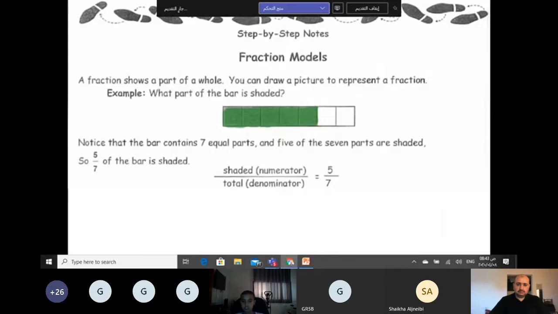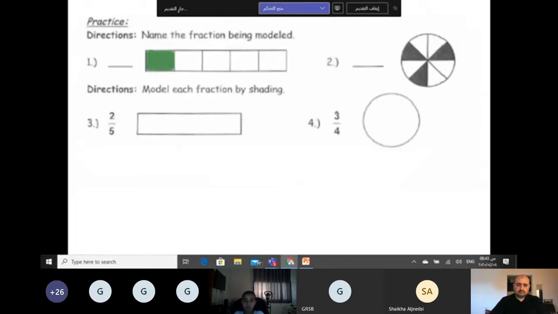Fraction models show part of a whole, so you can draw a picture. What part of the bar is shaded? Well, 5 out of 7 parts are shaded, so 5 are shaded out of a total of 7. We would say 5/7 is shaded. Name the fraction being modeled. We have 5 sections, so that's your denominator, the number on the bottom, and your numerator, the number on the top, would be how many are shaded, so 1/5. There are 8 sections, 3 of which are shaded, so 3/8.